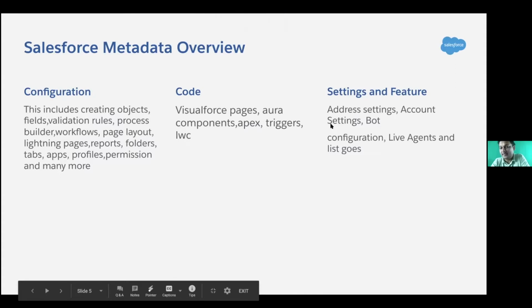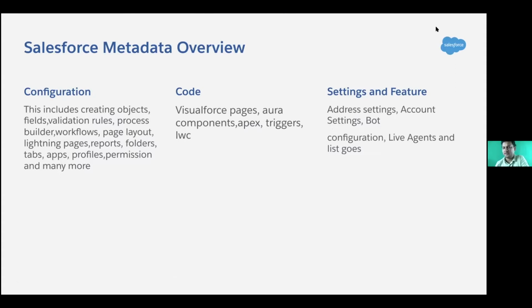Similarly, we have settings and features, right? Again, this is like, for example, if you go to your Salesforce org, you configure certain settings. There's a setup page where you configure probably address settings or account settings, or you're doing some kind of a bot configuration or live agent. So everything is actually categorized as either settings or a feature in the org.